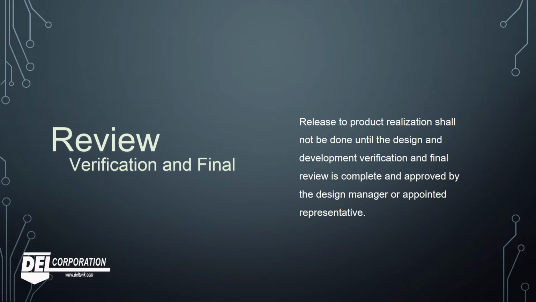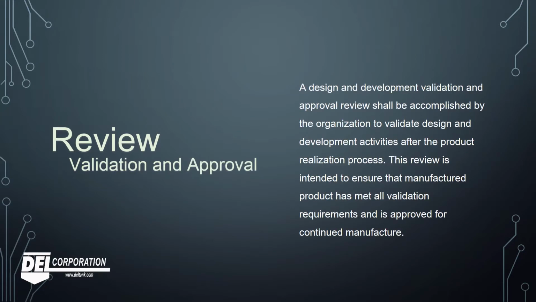Release to product realization shall not be done until the design and development verification and final review is complete and approved by the design manager or appointed representative. Validation and approval. A design and development validation and approval review shall be accomplished by the organization to validate design and development activities after the product realization process. This review is intended to ensure that manufactured product has met all validation requirements and is approved for continued manufacture.